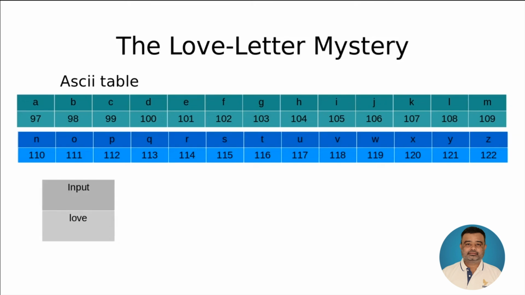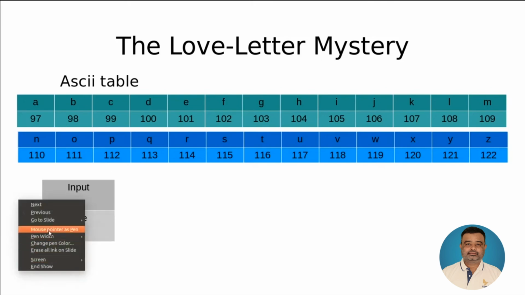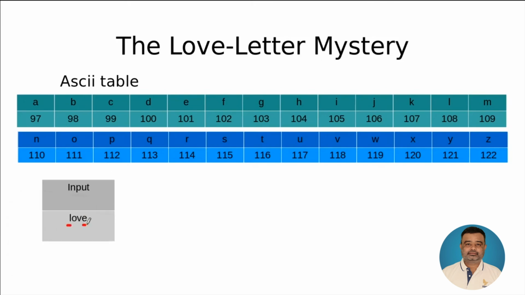Let us talk about the word love, because the problem itself is about the love letter mystery. First you need to compare the first character and the last character. Between L and E, which has to be changed? L has to be changed or E has to be changed? It is L which has to be changed to E. If L has to be changed to E, how many steps do you require? 1, 2, 3, 4, 5, 6, 7 steps. So it becomes E-O-V-E.